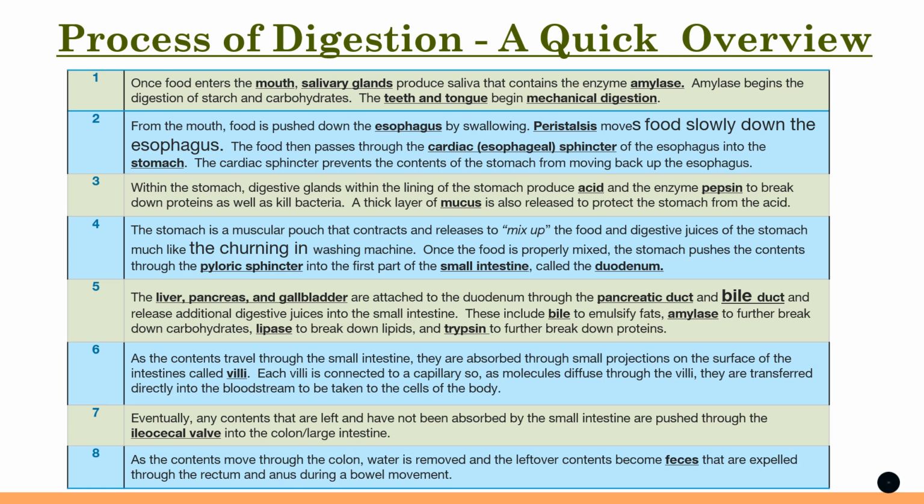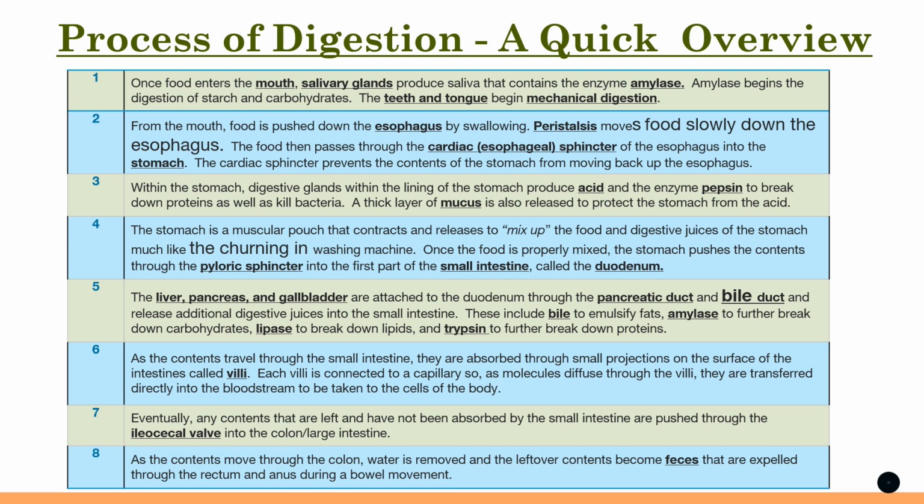The liver, pancreas, and gallbladder are going to be attached to the duodenum through the pancreatic duct and the bile duct. And they're going to release additional digestive juices into the small intestine. These include bile to emulsify fats, amylase to further break down carbohydrates, and lipase to break down lipids. It also produces trypsin to help further break down proteins.